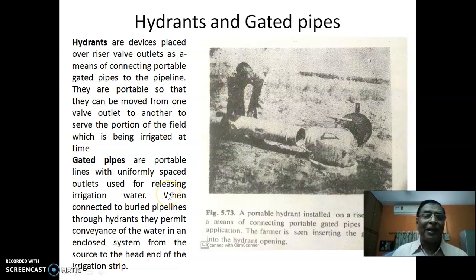Gated pipes are portable lines with uniformly spaced outlets used for releasing the irrigation water. As this pipeline is run, when you want to release water, you can release it from that pipe. When connected to the buried pipelines through hydrants, they permit conveyance of water in an enclosed system from the source to the head end of the irrigation pipe. So altogether, I think that is the end of the presentation.